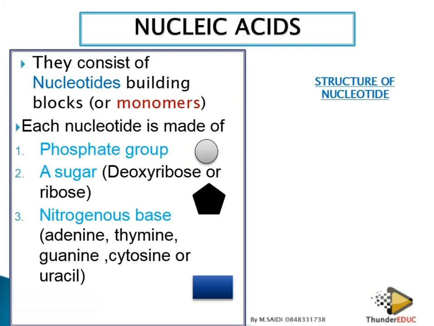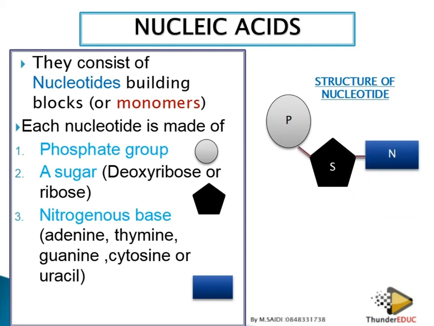Now, this is the structure of a nucleotide. Look at it. It is made up of a phosphate group, a sugar portion, and a nitrogenous base. This is the structure of a nucleotide, and it doesn't change. The only thing that will be changing is the nitrogenous base that will be found here. It can either be adenine, thymine, guanine, cytosine, or uracil. This is the structure. It will always be like this.